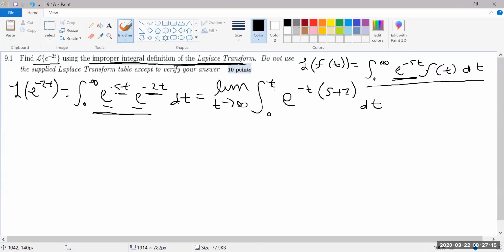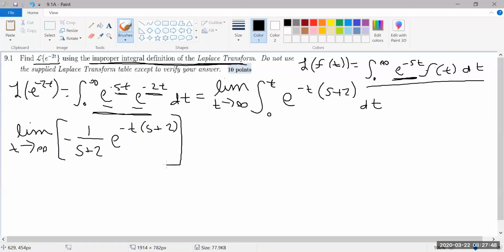Okay, so now we're actually going to take our integral. Don't drop your limit yet because we haven't applied it. So we have our limit as t approaches infinity, and then times our negative 1 over (s plus 2), and then times our original function, e to the negative t(s plus 2). And you don't have to worry about your integrating constants. They just kind of make it messy, and they don't really matter for this process. So we have this, and then we're evaluating it at 0 and t.